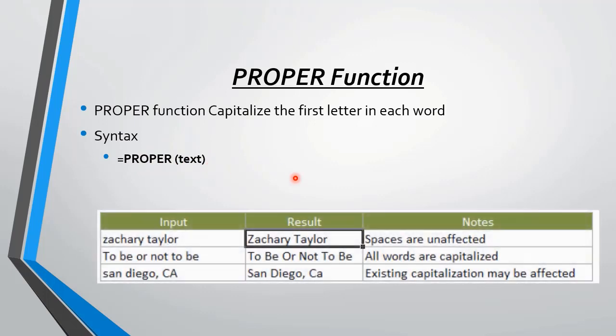Now take a look at the examples. I have 3 examples. In example 1, this is all lowercase letters, so when converted to capitalize it looks like this. The second one we combine with 1 capital letter, but when we convert it, it looks like this. The third one has 2 capital letters, but when we convert, you see it looks like this, because the first letter of each word is capitalized. So the proper function, I think it's not difficult. Okay, let's move to the next function.